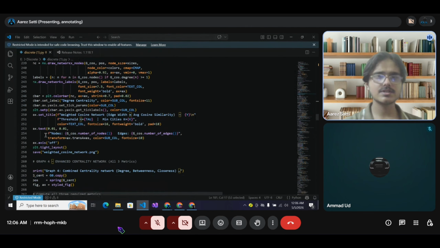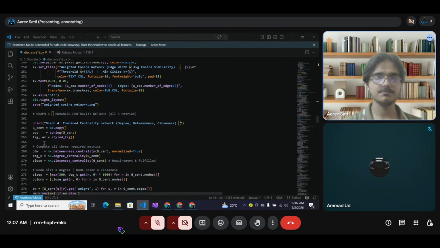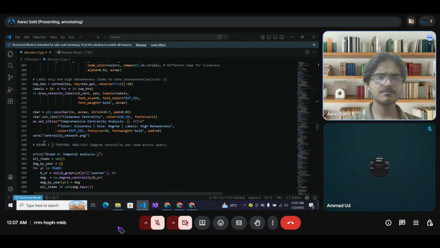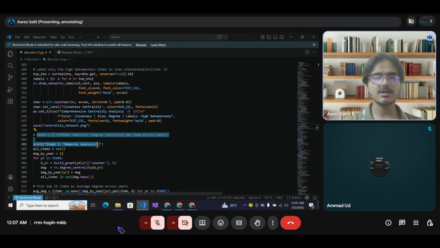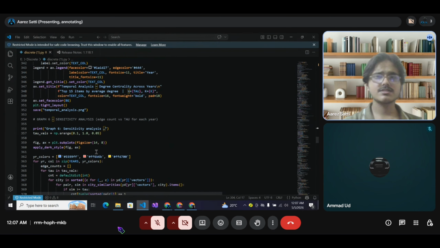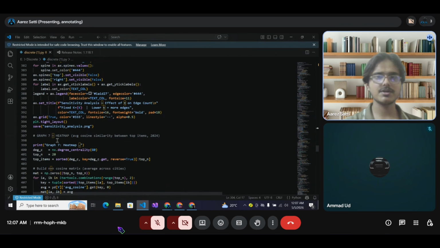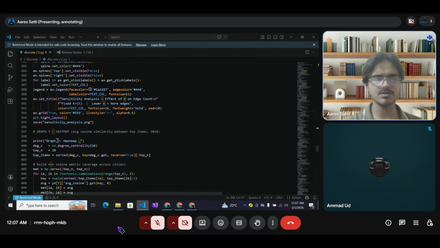The next graph involves the centrality network, and it measures the importance of items: degree, like the number of connections; closeness, or distance to others; and betweenness, which you can also call bridge role. The fifth graph is a very important one and is related to temporal analysis. It tracks centrality across years and uses a grouped bar chart. The next graph is the sensitivity analysis. It tests different tau values and shows how graph density changes, and then we have also drawn a heat map. This heat map shows similarity between top items and is basically a matrix visualization.